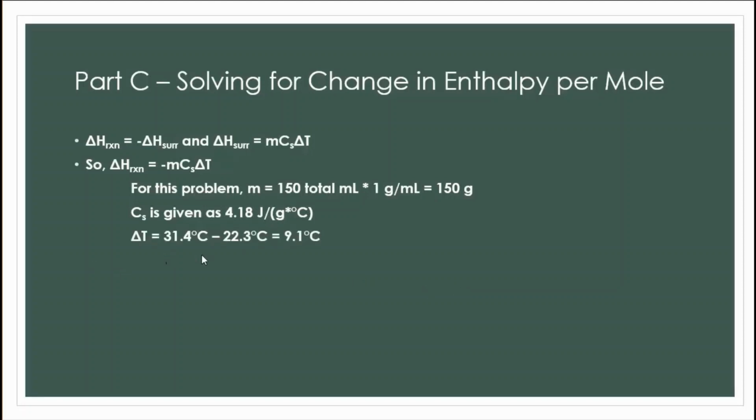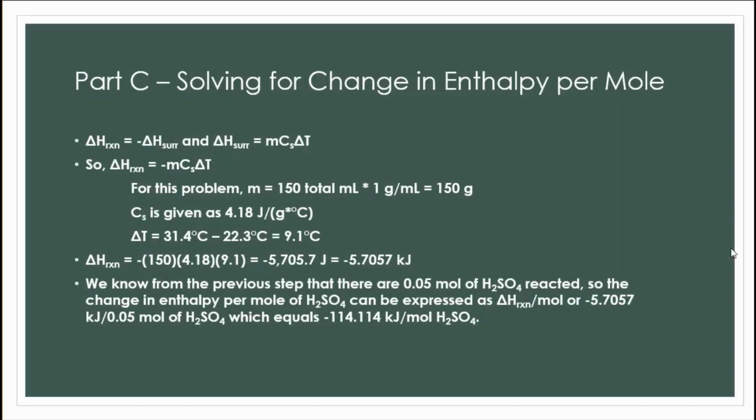And delta T we can find from 31.4 degrees Celsius, the final temperature given in the problem, minus 22.3 degrees Celsius, the initial temperature given in the problem. This is equal to 9.1 degrees Celsius as our change in temperature. Now we just need to plug these numbers into our equation to get change in enthalpy of reaction is equal to negative 150 grams times 4.18 joules over grams times degrees Celsius times 9.1 degrees Celsius is equal to negative 5,705.7 joules, which is equal to negative 5.7057 kilojoules.